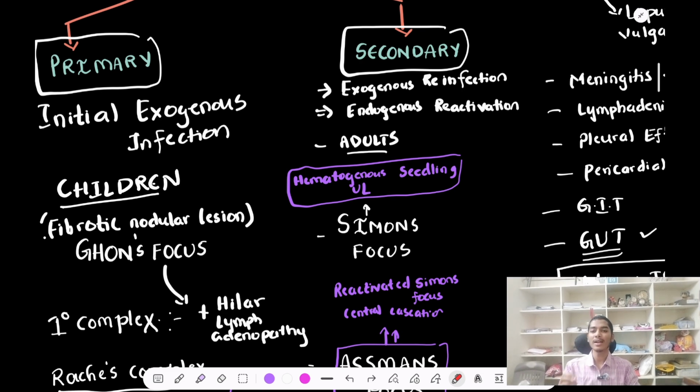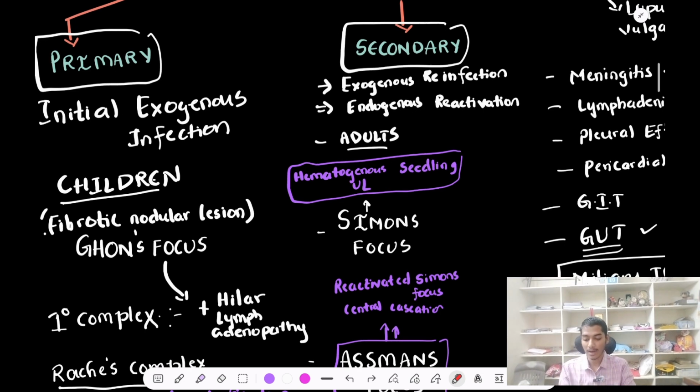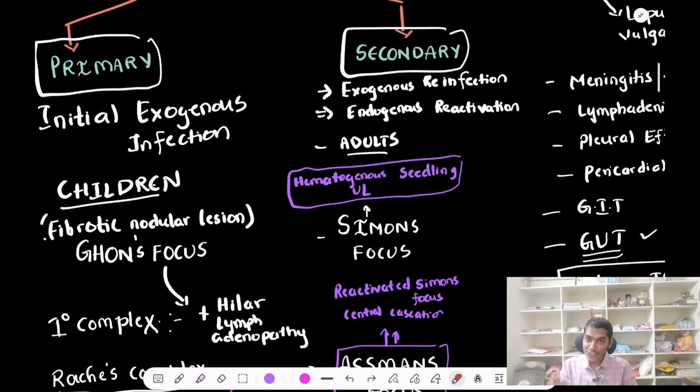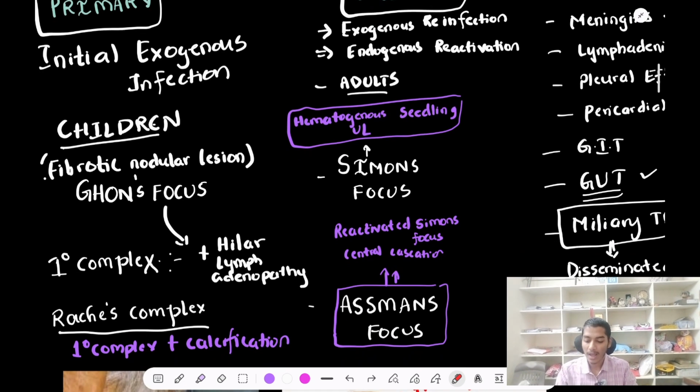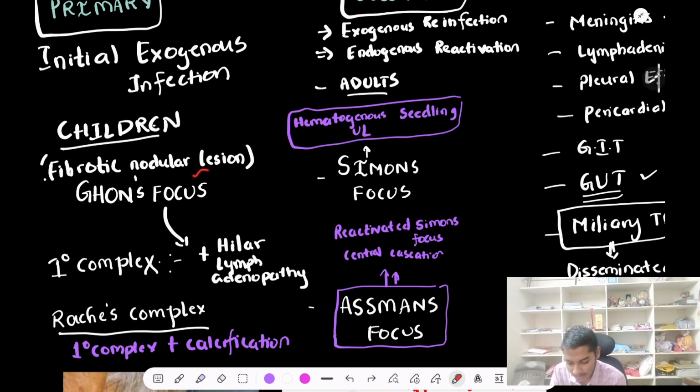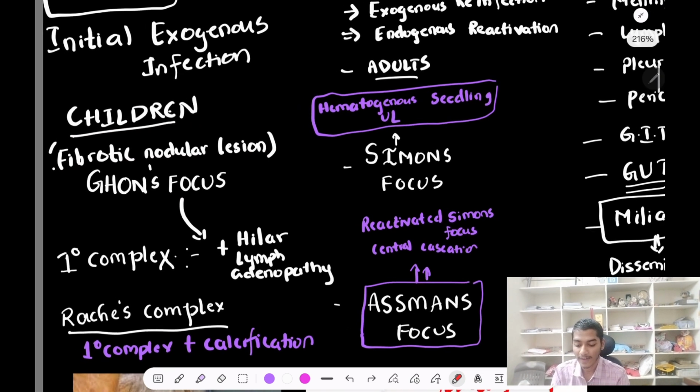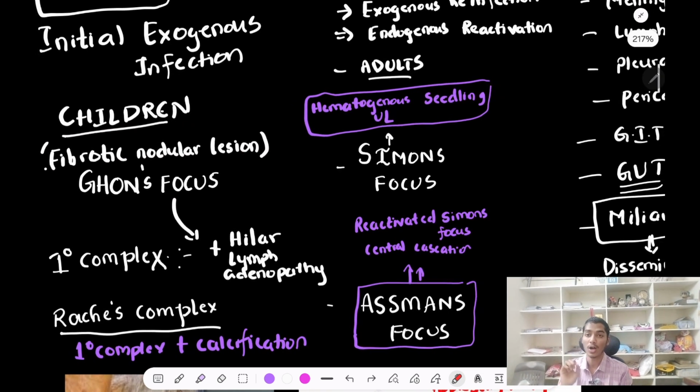So what do you understand by the word primary? The word primary here means there is an initial exogenous infection. So for the first time a person acquires the infection exogenously. Exogenously means from outside, right? So it occurs mostly in children, and there will be Ghon's focus here. So this Ghon's focus is very important. Ghon's focus is nothing but the fibrotic nodular lesion that you will see.